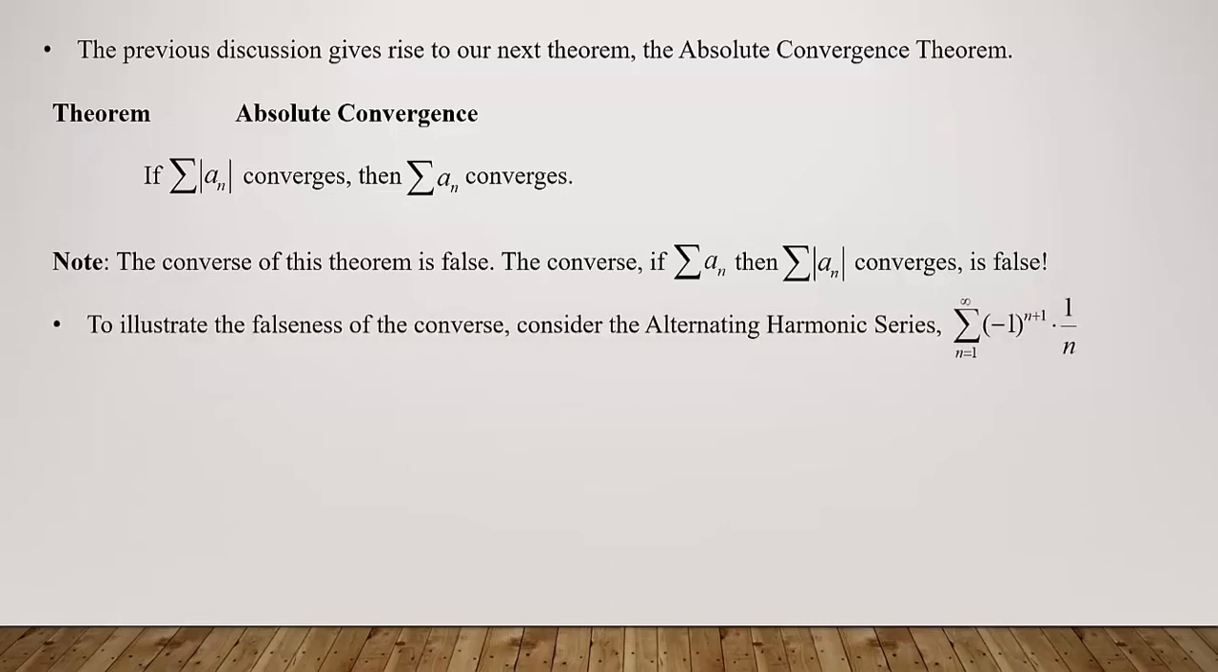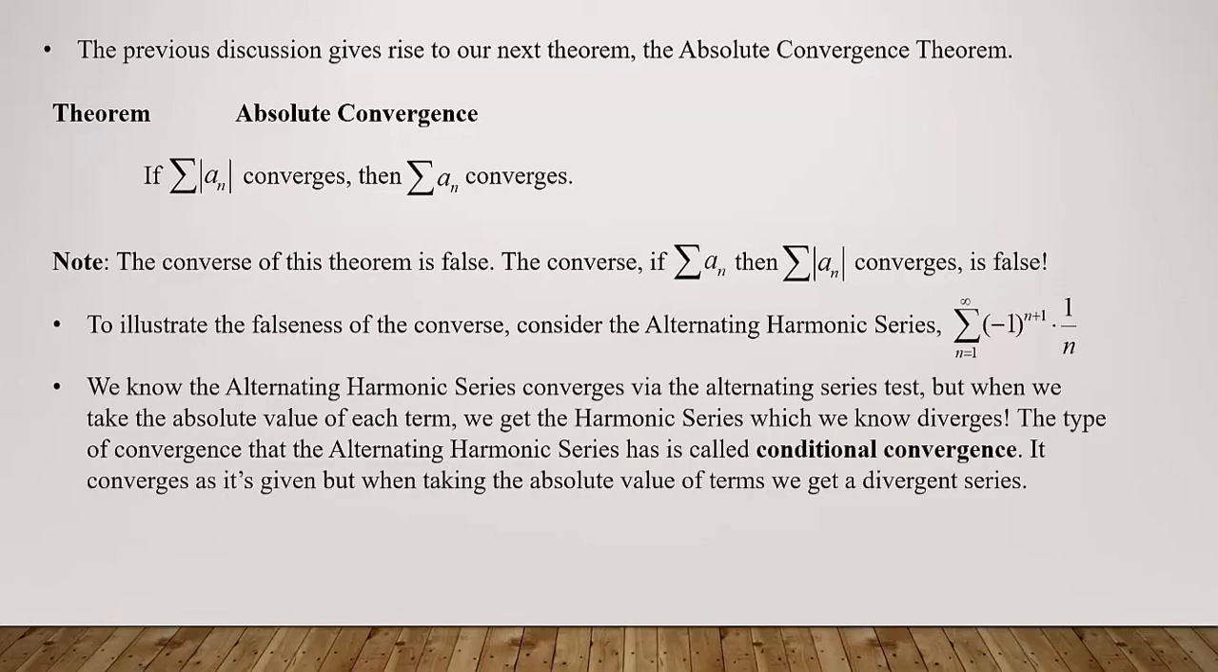And to illustrate the falseness of the converse, consider the alternating harmonic series. The series n equals 1 to infinity, negative 1 to the n plus 1 times 1 over n. We have already analyzed the alternating harmonic series in this section, and we have seen that it converges. We know it converges. But if we take the absolute value of each term of the alternating harmonic series, we get the harmonic series. And we know the harmonic series diverges.